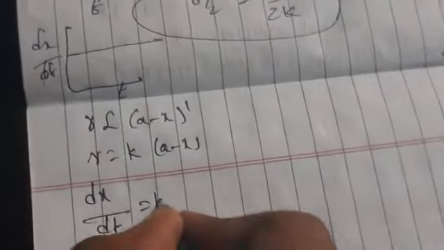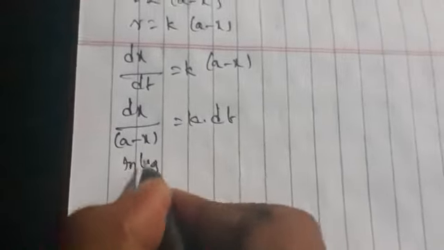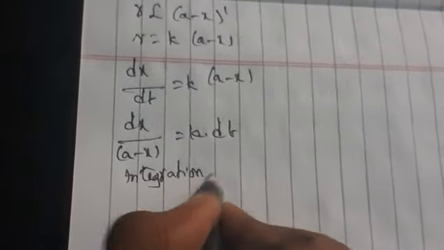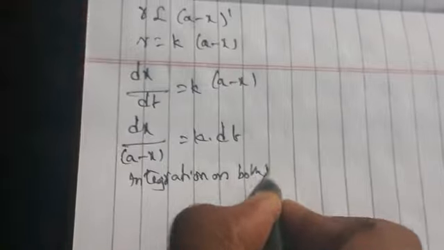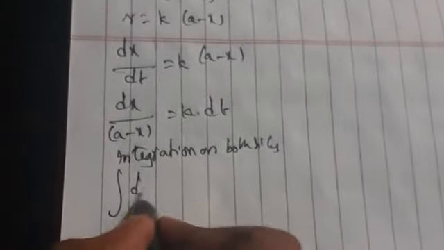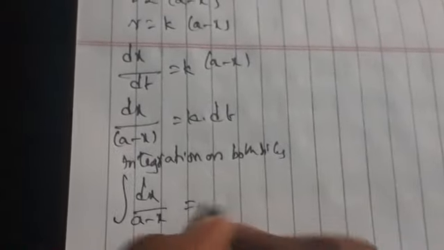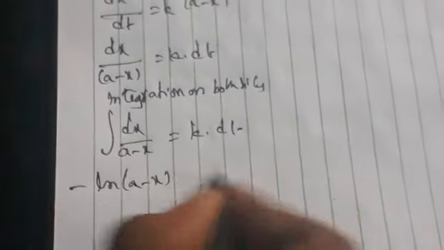So here we are taking dx by dt is equal to k into (a minus x). This term will come here: dx by (a minus x) is equal to k into dt. If we do integration on both sides, the integral of dx by (a minus x) is equal to k into dt. So you will be getting minus ln (a minus x) is equal to kt plus c.